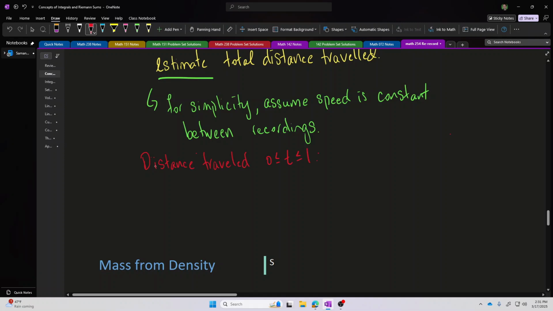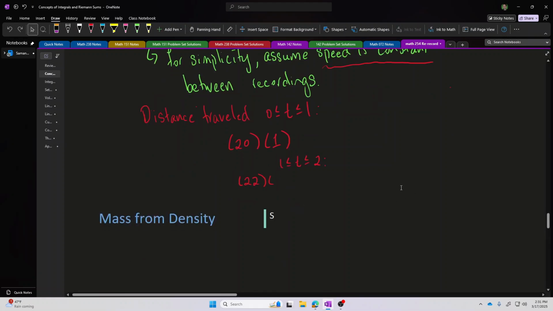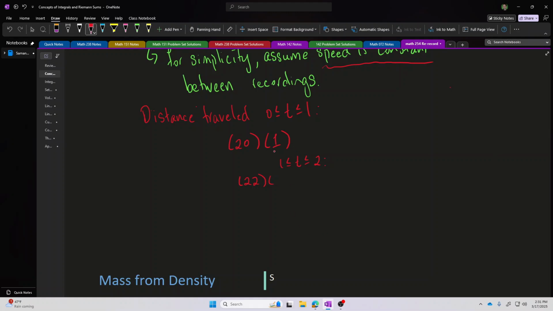I could use the DIRT equation, distance equals rate times time, which says that if your object is moving at a constant speed, you can find the distance traveled just by taking that speed of 20 and multiplying it by the amount of time that has passed. If I repeated that same process for the interval from 1 to 2, I would take the speed at that time interval and multiply it by the number of seconds that have passed. So from 1 to 2, 1 second has passed.